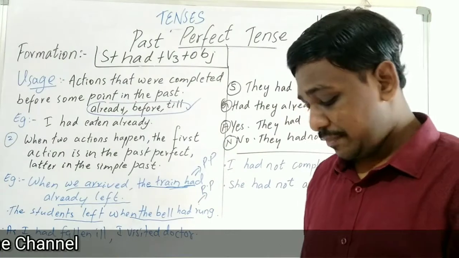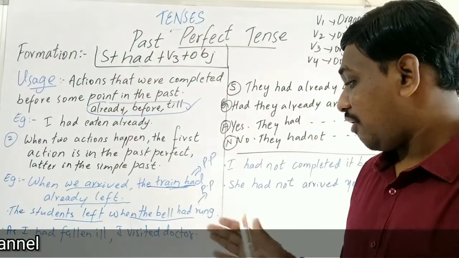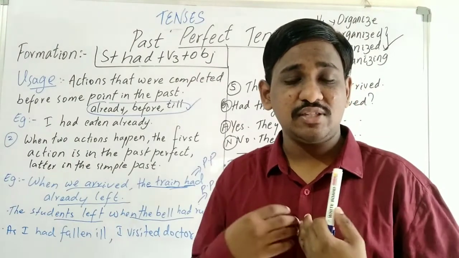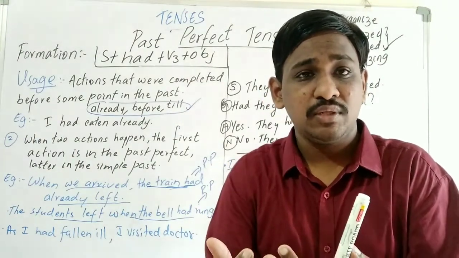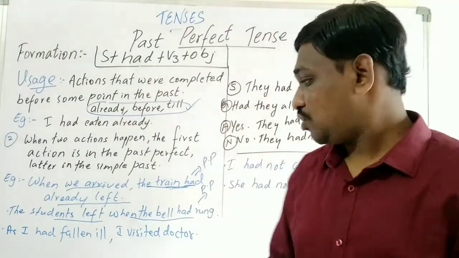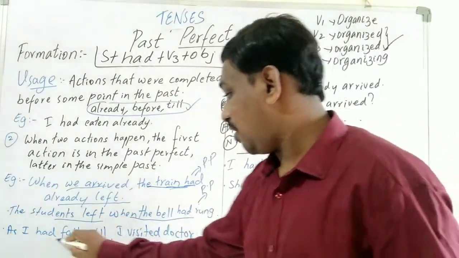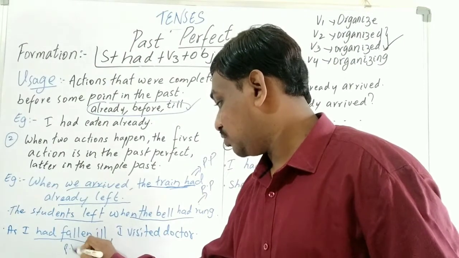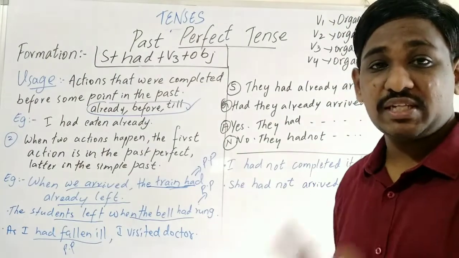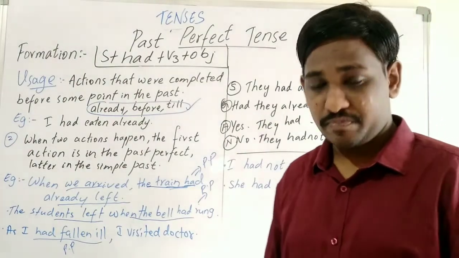Let us see one more example. As I had fallen ill, I visited a doctor. What is the first action? Did you visit the doctor first? No. You don't get sickness after visiting the doctor. You get sickness and you visit the doctor. So the first action, as I had fallen ill, is in the past perfect. You had fallen ill. And the second action, what is that? You visited the doctor. That is in the simple past.